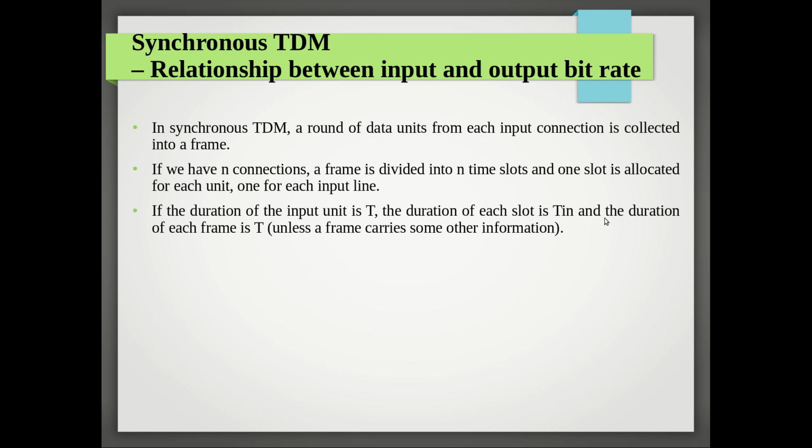And the duration of the frame as a whole is T. So actually we are trying to make the total duration of the frame to be T, and to achieve that we are forced to make the time slot width T by N.